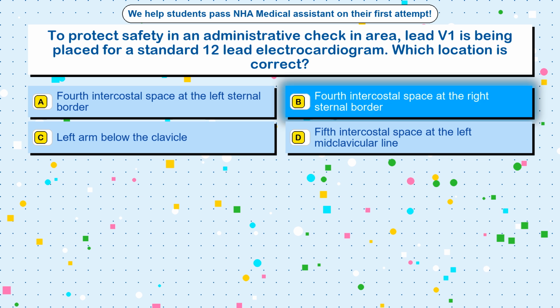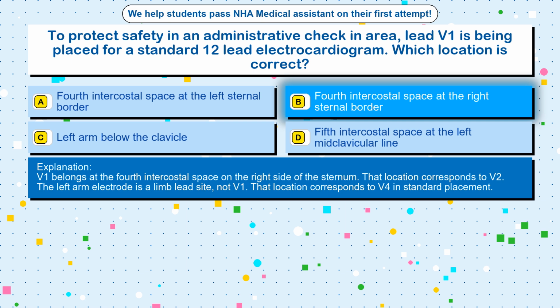The correct answer is option B, fourth intercostal space at the right sternal border. V1 belongs at the fourth intercostal space on the right side of the sternum. That location corresponds to V2. The left arm electrode is a limb lead site, not V1. That location corresponds to V4 in standard placement.